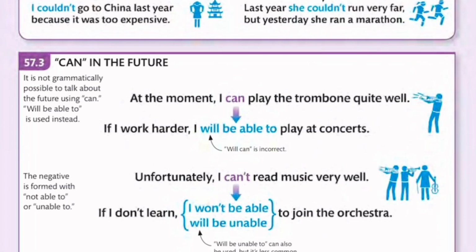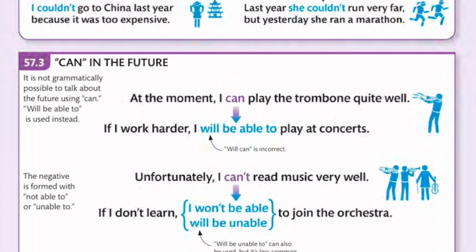Okay, let's talk about can in the future. It is not grammatically possible to talk about the future using can. Instead of that, you will use will be able to. Let's look at the example. At the moment, I can play the trombone quite well. But you say, if I work harder, I will be able to play at concerts. You know, you're talking about the future, right? You can't say, if I work harder, I can play at concerts. No. If I work harder, I will be able to play at concerts.